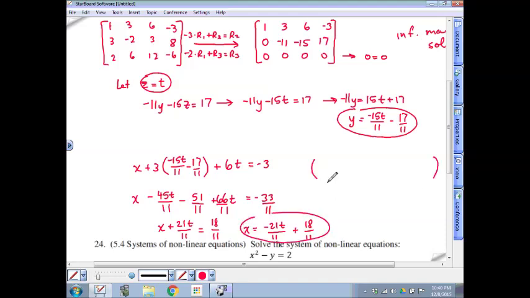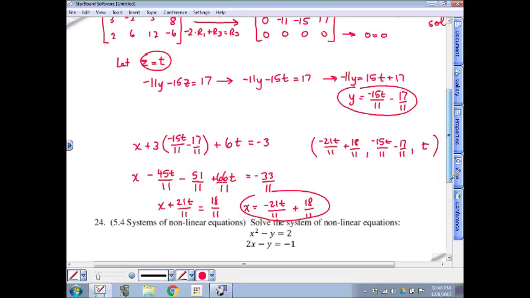So the parameterized solution is x comma y comma z, so it's negative 21t/11ths plus 18/11ths. There's your x value. Your y value is negative 15t/11ths minus 17/11ths, and then your z value is t. Gotta love those fractions.